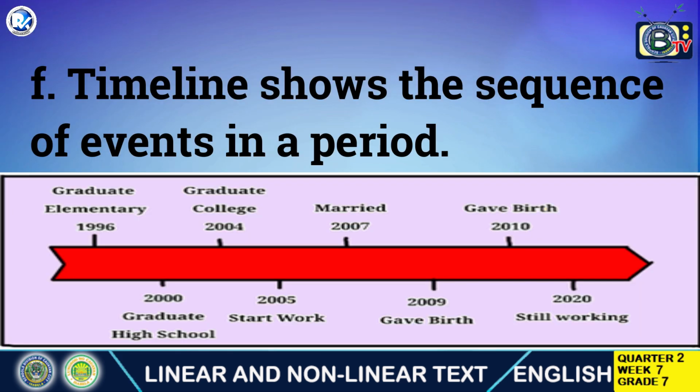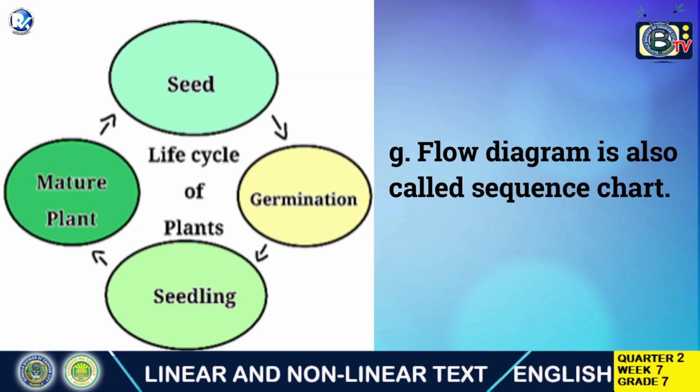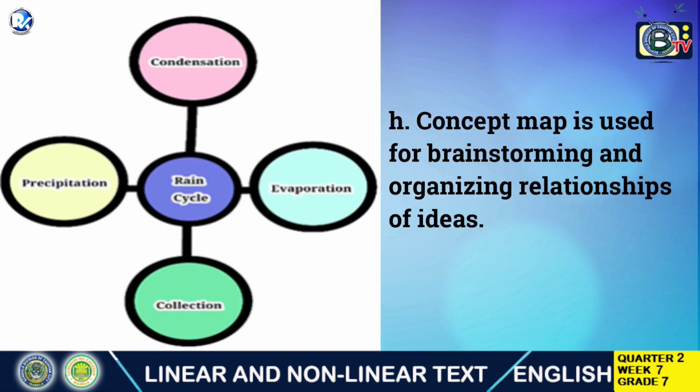Timeline shows the sequence of events in a period. Flow diagram is also called sequence chart. Concept map is used for brainstorming and organizing relationships of ideas. There is a huge difference between the two, right?